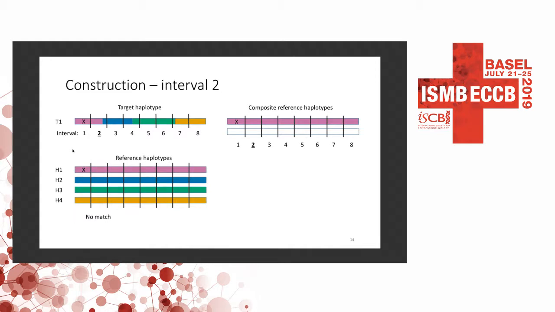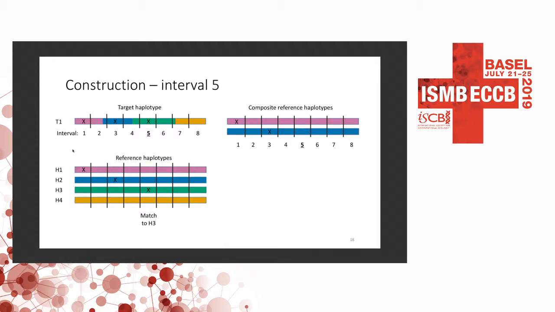That'll be important for us in a minute. Interval 2, no match. It's not a perfect match because the target's actually a fusion of 2 different reference haplotypes. Third, we have a match. So we have an open slot. We're going to construct 2 composite reference haplotypes. One of them's open, so we just copy the blue, bring it over, and put an X in interval 3 to note that we had a match in interval 3.